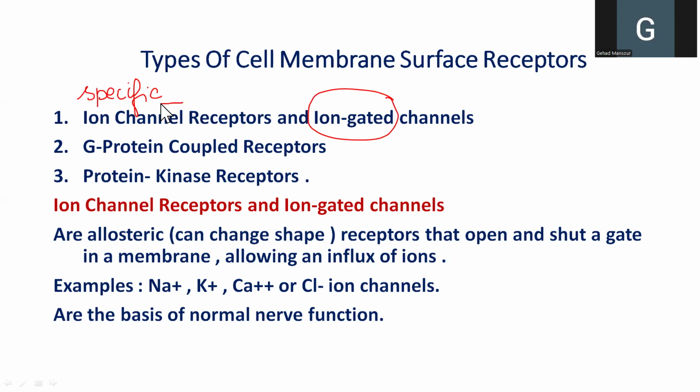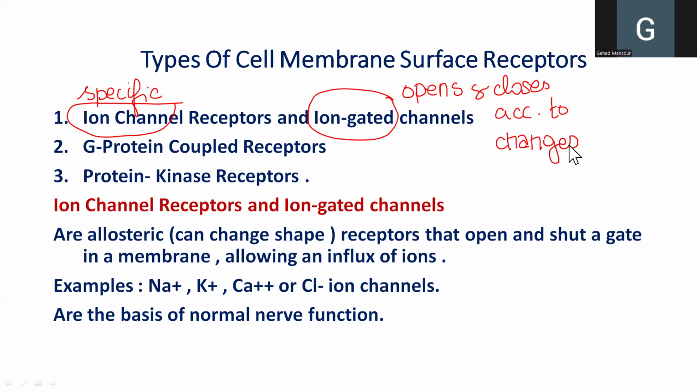What's the difference between an ion channel receptor and an ion-gated channel? An ion-gated channel opens and closes, whereas an ion channel is always open. So it opens and closes, but according to what? According to changes in that ion, whether changes in voltage that have been created by changes in concentration of that ion.